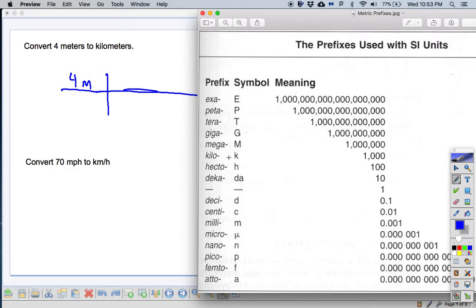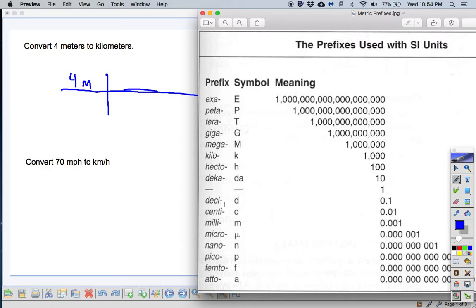You should be familiar with some of these from computers. This is a kilobyte, megabyte, gigabyte, and 1,000 of those, terabytes. The next one that's coming out would be a petabyte, which would be 1,000 terabytes. And it keeps going on up. The same thing happens when you go down, except it gets smaller.